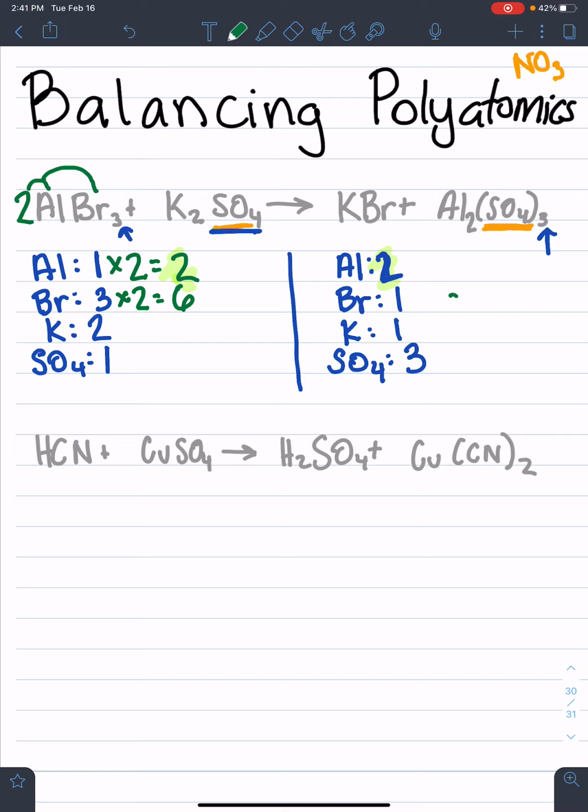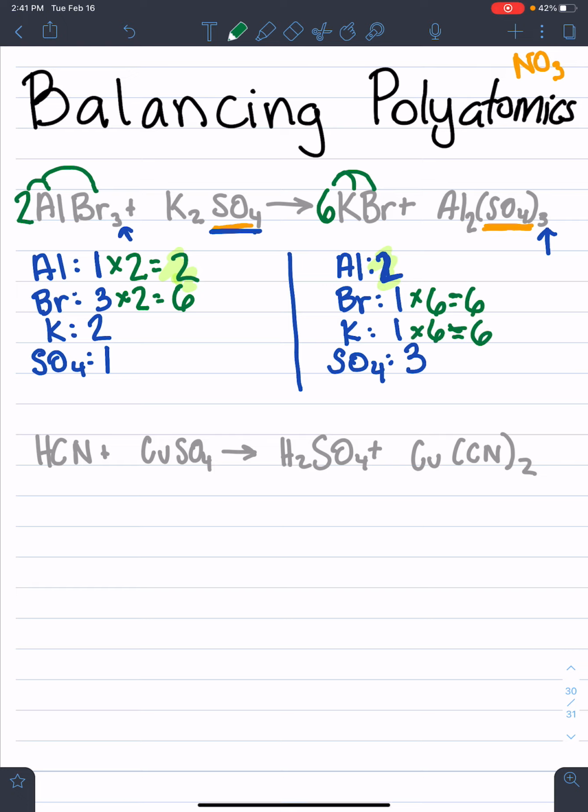So now let's look at our Brs. So we have 6, so we have to times this by 6 to get 6. And we're going to put our 6 up here by our K, Br. So we already did 6 to the Br. We also need to do 6 to the K. So let's multiply that by 6 and we get 6.